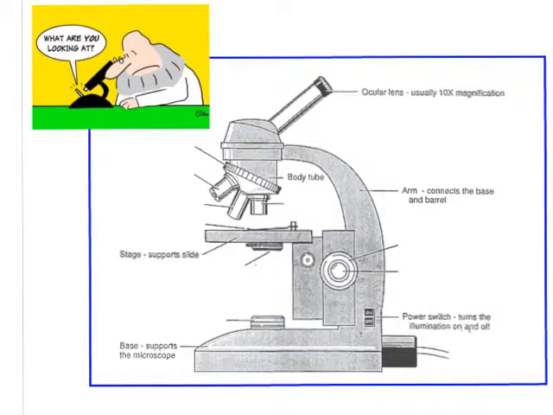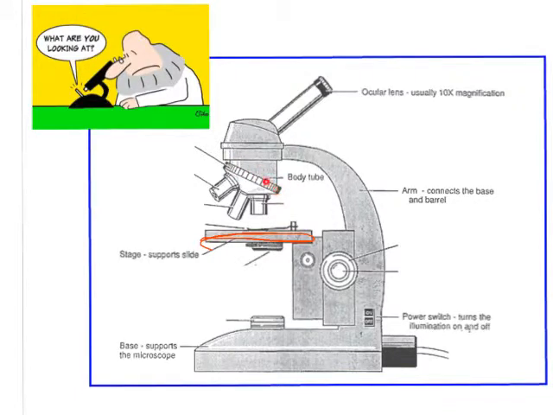Okay, I forgot to mention this important feature here. It is the stage. It's like a little table. It supports the slide. And that's a very important feature. That's where we set the slide. In addition to the stage, there are stage clips on top of the stage here that hold the slide in place. And those are important features as well.